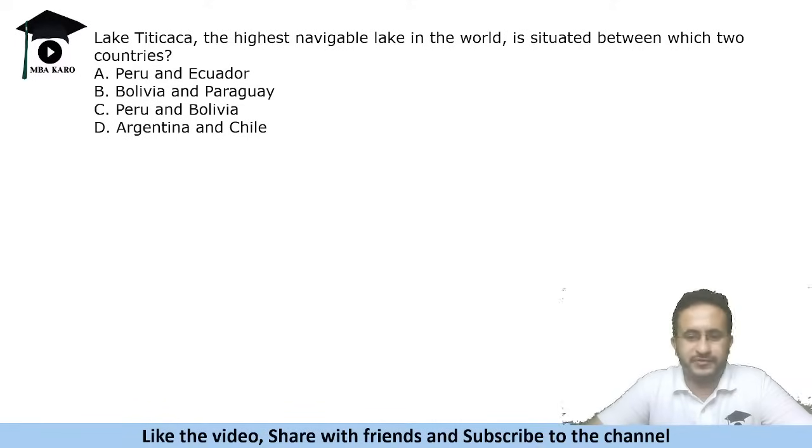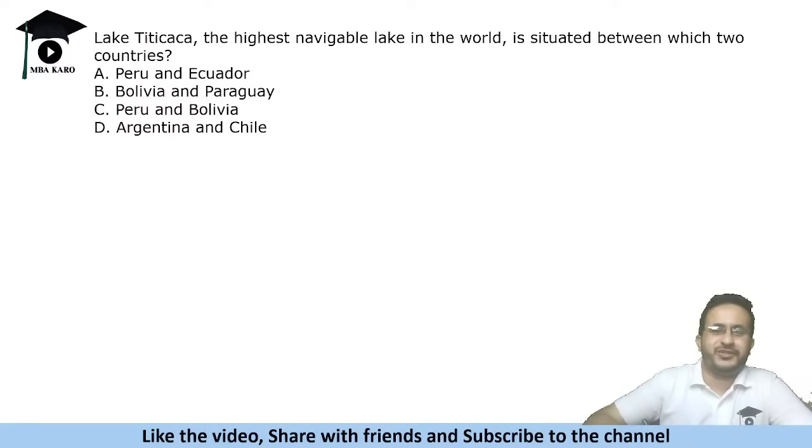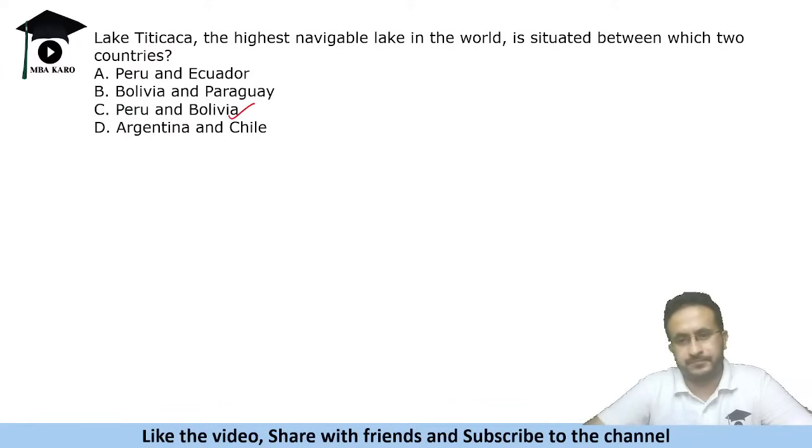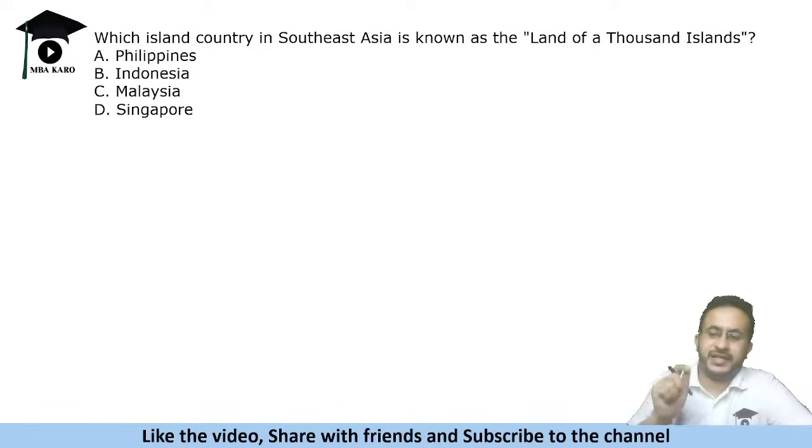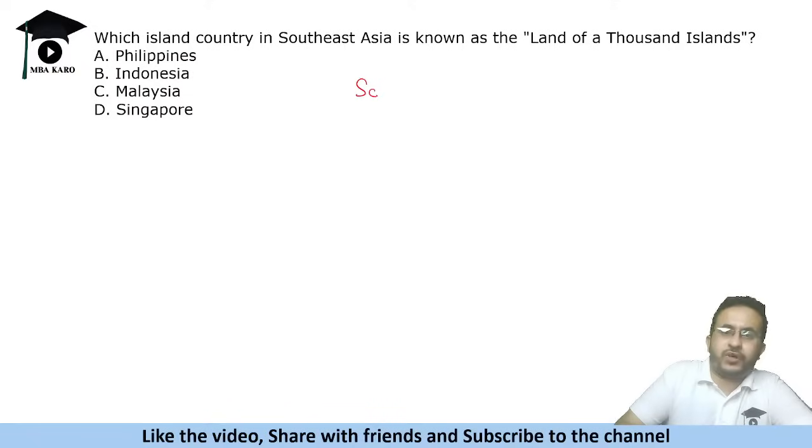Okay, you're getting so Arvind Kumar, your knowledge is great. Okay, yes, the right answer is Peru and Bolivia. Correct answer. Which island country in Southeast Asia is known as Land of a Thousand Islands? Acha, I'll tell you one thing, that what are these things called? These are called sobriquets.